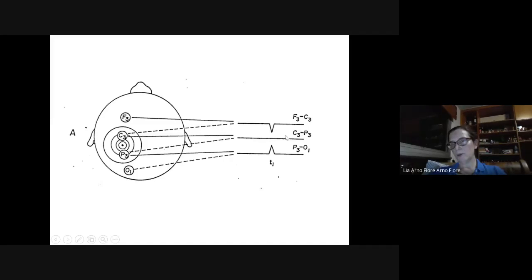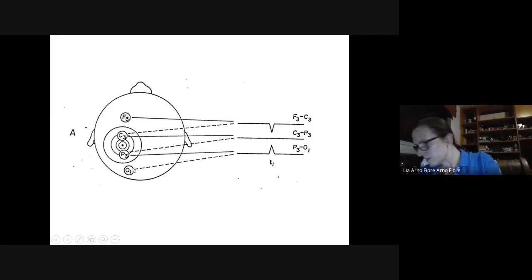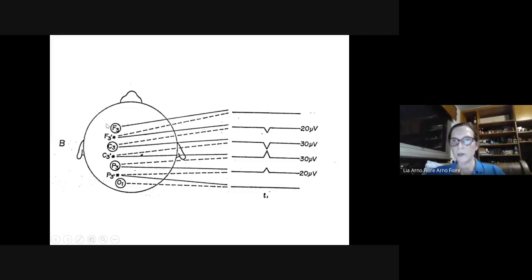So what can you do? Okay, this is the 10-20 system. Let's use the 10-10 system, right? Let's put one more electrode. Okay, so now between this one it is a little bit more negative, only 20 microvolts. Between this one and this one, this is really more negative, right? And between this one is more negative. So you have the phase reversal, and between this one and this one, only a little bit.